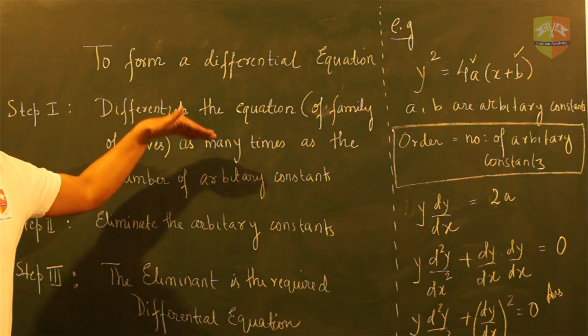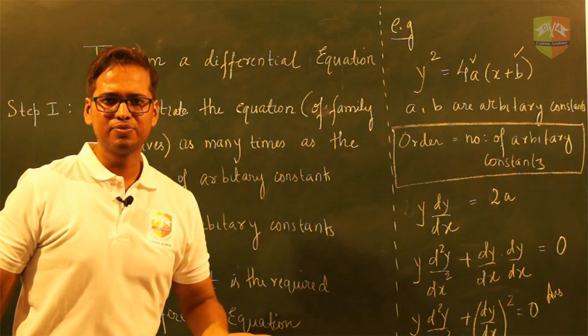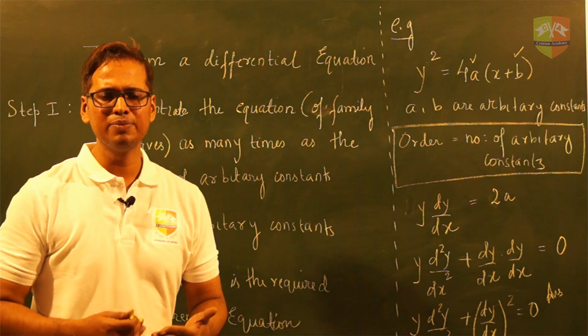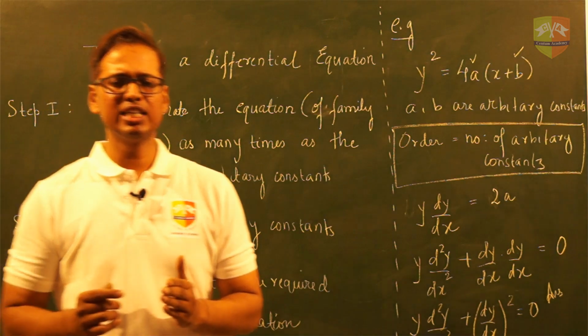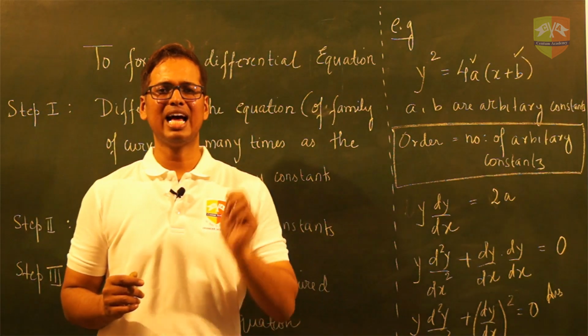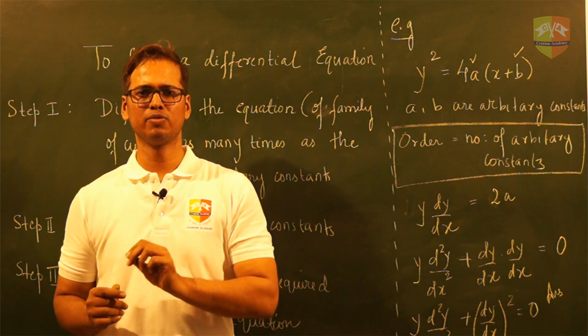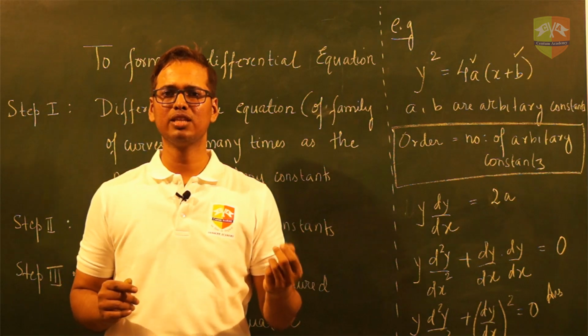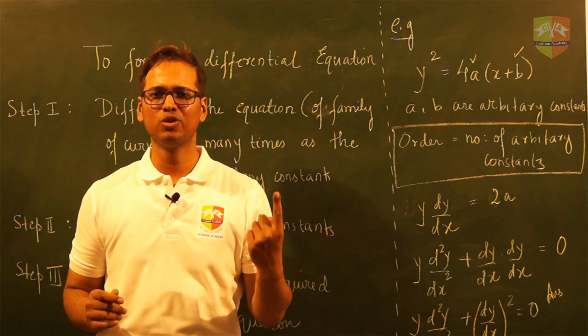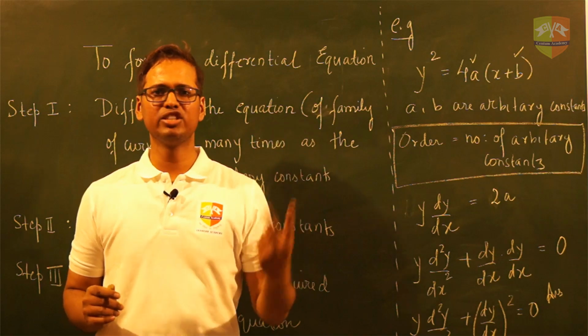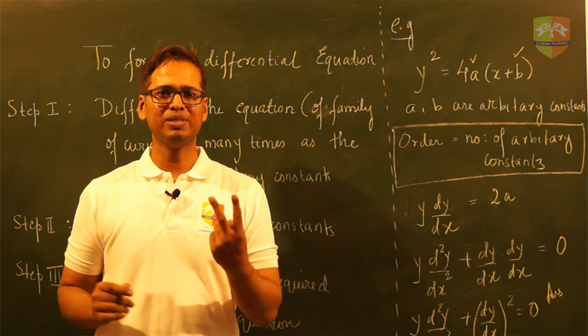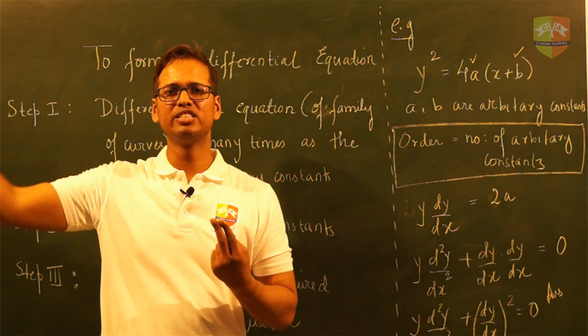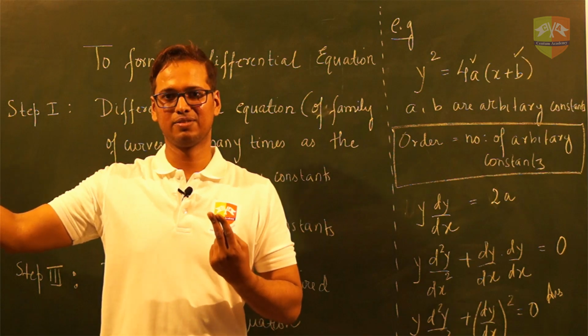You have to first start with differentiating the curve. You can differentiate it one by one, but you have to differentiate it only as many number of times as the number of arbitrary constants involved. So if the number of arbitrary constants is 1, you can differentiate it only once. If there are 2, you can differentiate it twice, right? It should not happen that there is 1 arbitrary constant and you are differentiating it 2 times. That should not occur, right?